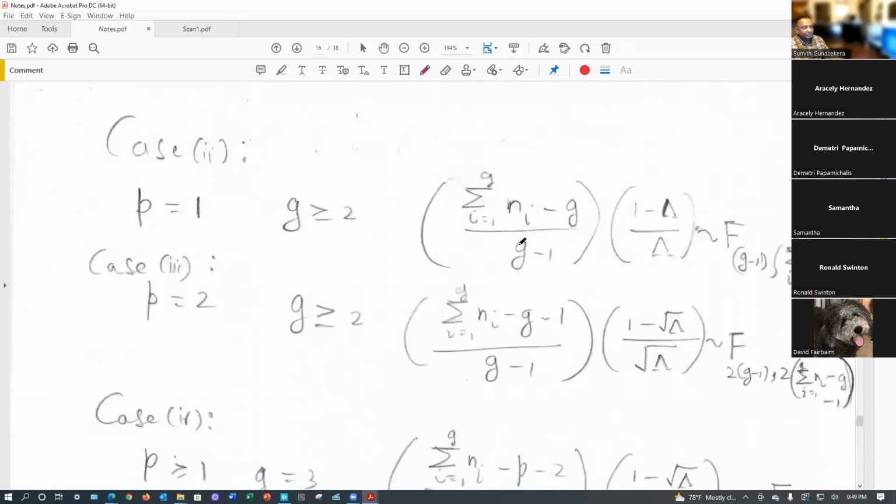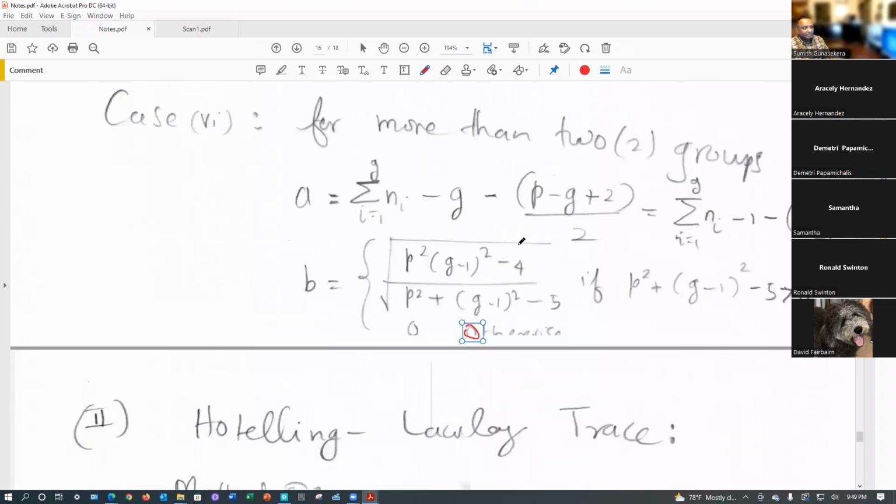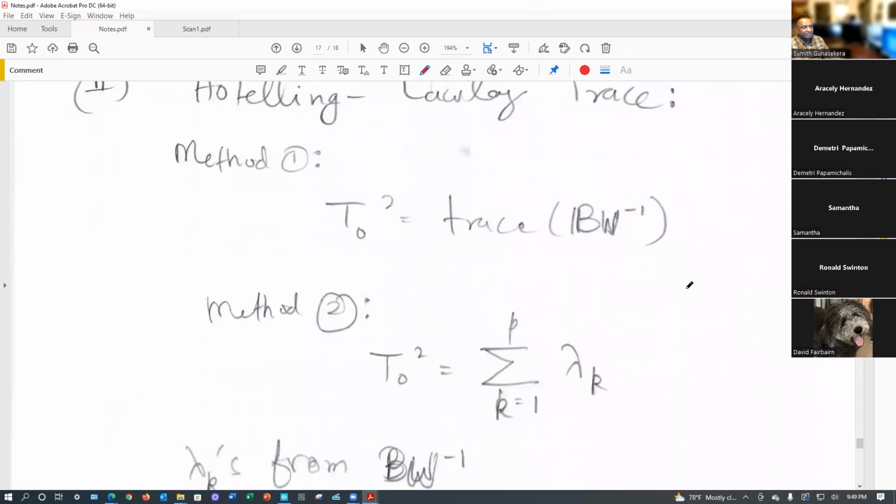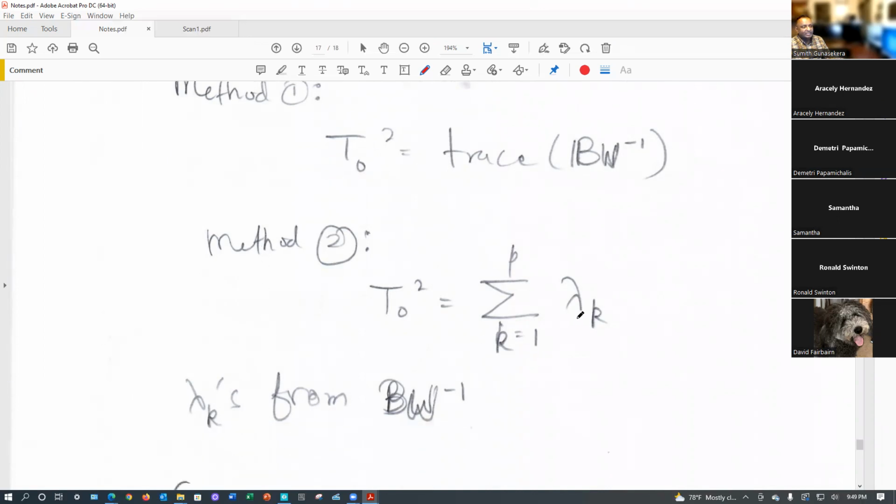Let's go to the second one. Second parameter, Hotelling-Lawley trace. Method 1: you can get the trace of this, which is denoted by this notation. Or you get the lambda k, sum up all the eigenvalues from this, B W inverse.